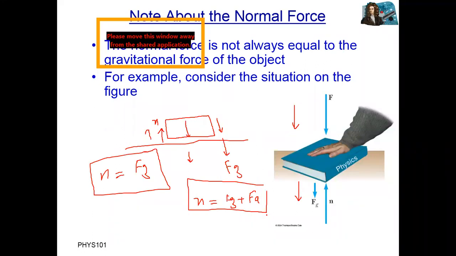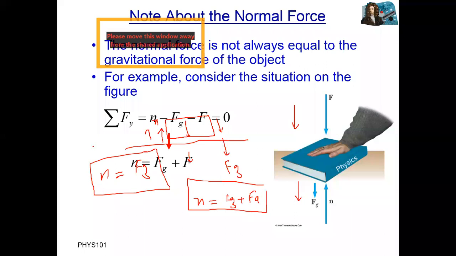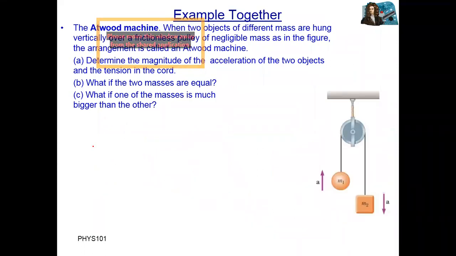Correct? Okay, let's solve some questions on this one. Just one example on this one. Okay, we have an Atwood machine. This is our last example for today.